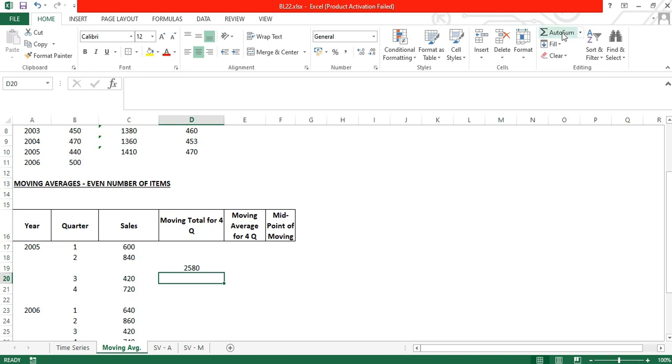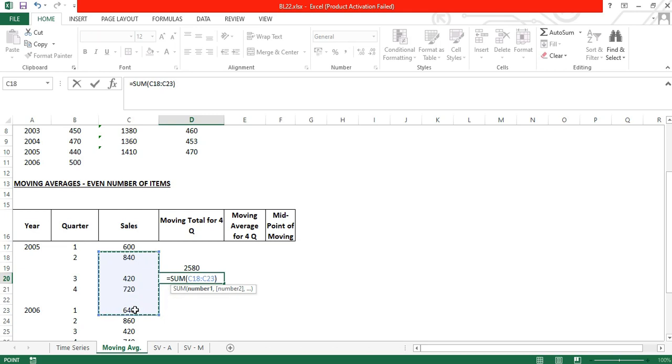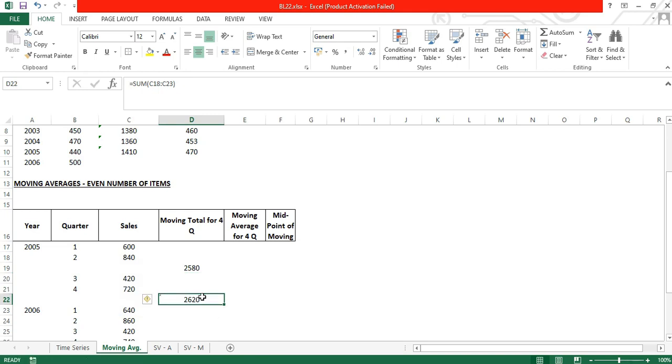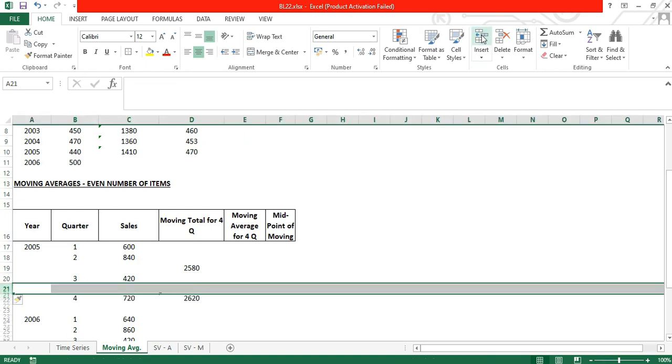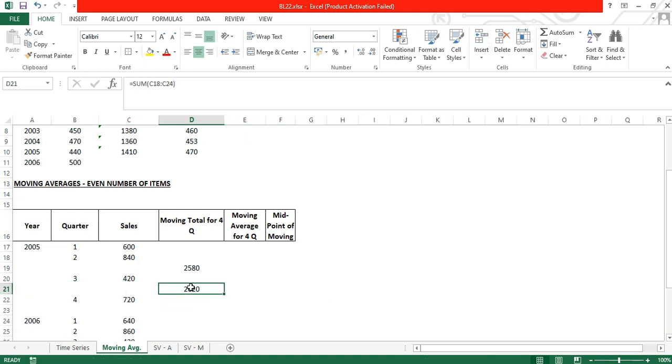Then the other 4 quarters, you have to start from quarter 2 of 2005 to quarter 1 of 2006. Take your total, but this time it should be here, isn't it? Because 2 here and 2 here, so it has to be again in between this. Right?